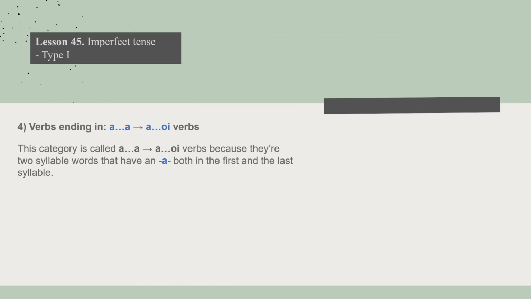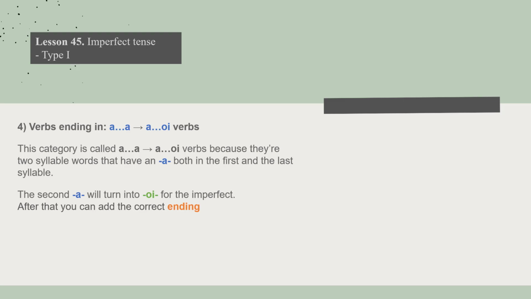This category is called a, a to a, oi verbs, because they're two syllable words that have an a both in the first and the last syllable. The second a will turn into oi for the imperfect. After that, you can add the correct ending. Here is one example.